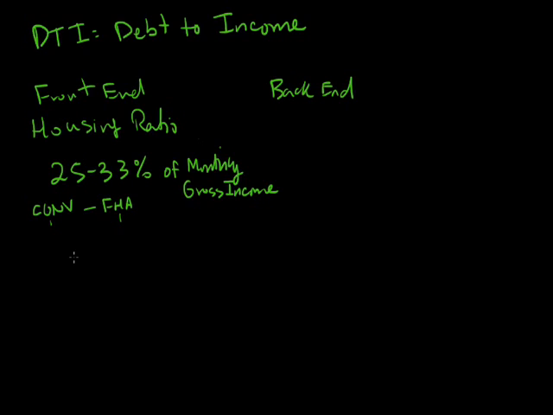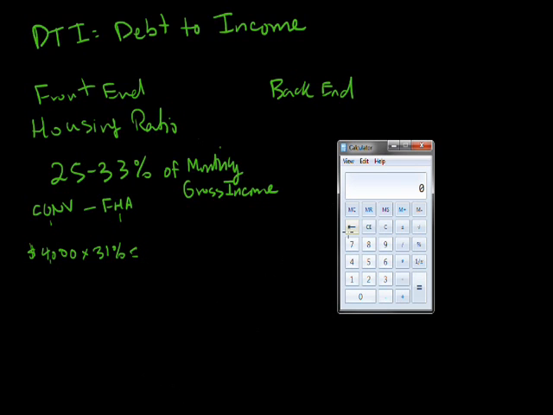Now as an example, let's assume your monthly gross income as a family, let's say it's just a couple, is $4,000. And we're applying for an FHA loan. The underwriting guideline calls for 31%. So when we do that calculation, it's going to give us the limit of what your housing payment would be. Let's put it in this calculator: $4,000 times 31% equals $1,240.